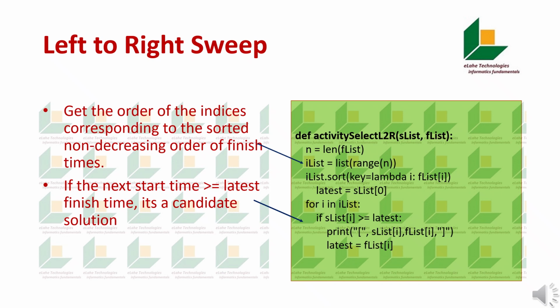We first arrange the indices 0 through n-1 in increasing or non-decreasing order of finish times. We check if the next start time being processed is greater than or equal to the latest processed finish time. If so, the interval corresponding to the start time is a candidate interval for being scheduled. Else, the same interval should be ignored and removed from further consideration.